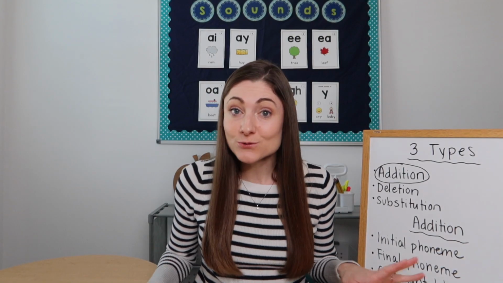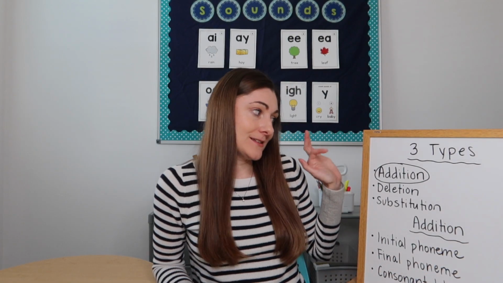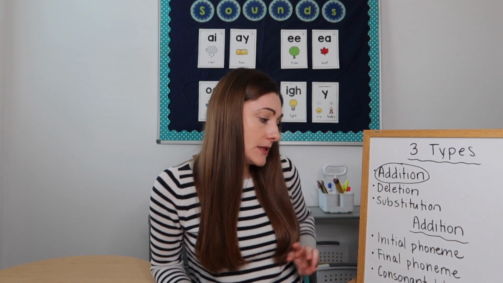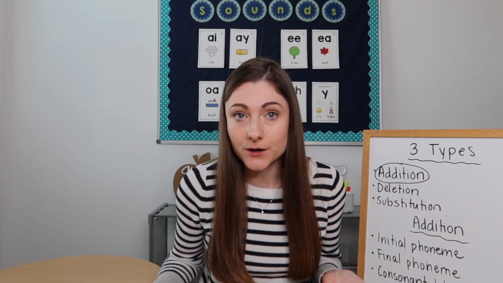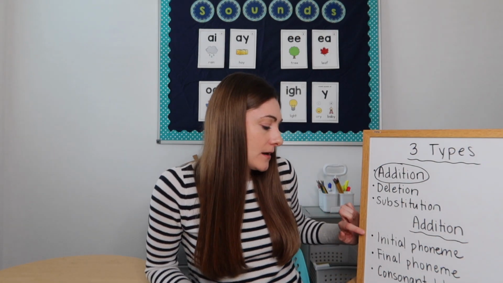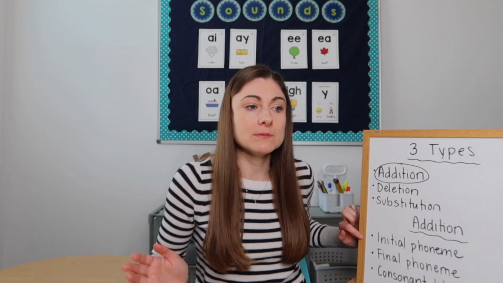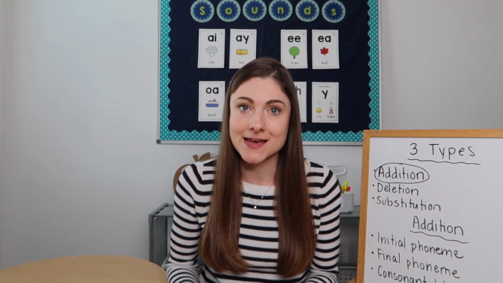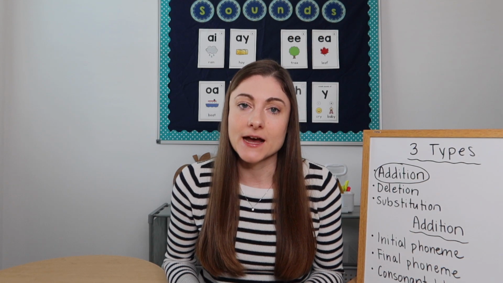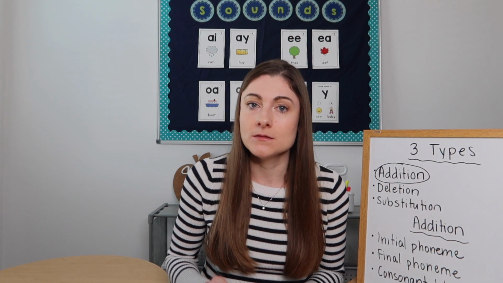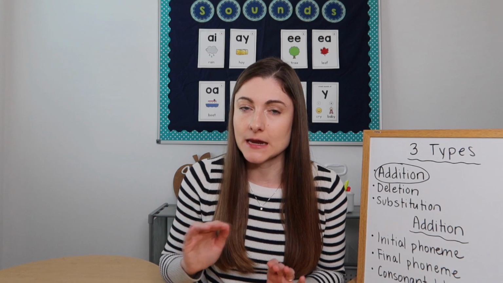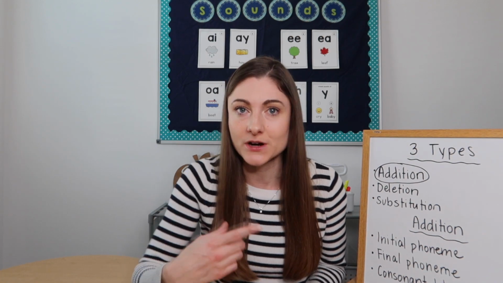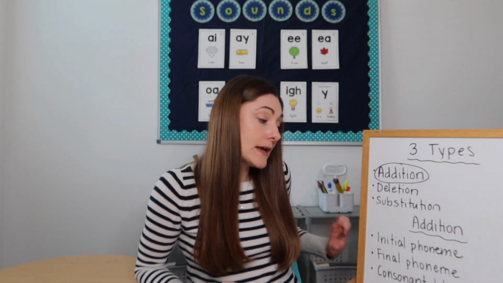Okay, so not to confuse things further, but within that subcategory of phoneme addition, there's actually at least three different ways that we can add phonemes. We can add an initial phoneme, like a phoneme to the beginning of a word. So for example, if we have the word and we ask kids to add s to the beginning, they can make sand. In a second, I'll go over what that might sound like as far as teacher talk when you're actually saying it to them. So we can add an initial phoneme.